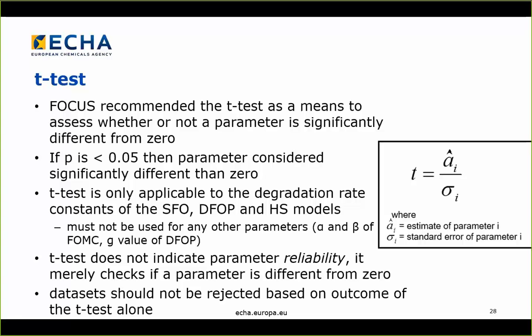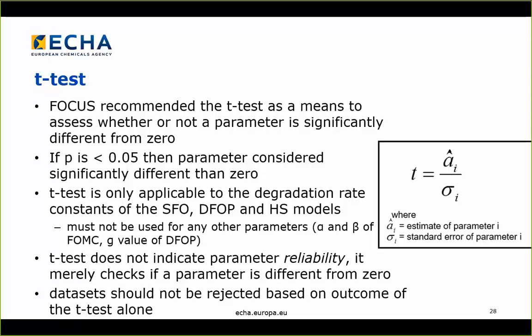Technically, the t-test is only applicable to degradation rate constants, so those k values of FFO, DFOP, and hockey stick models. You shouldn't really use it for other parameters, so don't use it for alpha and beta of FOMC, don't use it for the g value of DFOP. It's only really applicable to rate constants.